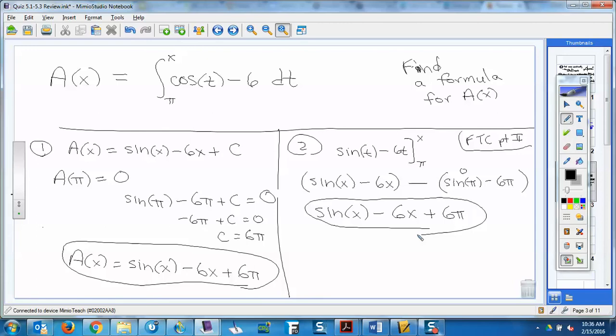So find a formula for this area function means do the antiderivative, plug in an x, plug in a pi, subtract them, because that's what fundamental theorem part 2 said to do. But the other way to do it is just say, oh, I know this is the antiderivative, but I know there's a plus c. It depends on this pi, whatever the left edge is. So that's my initial condition, so I know A of pi is 0, plug pi in, set equal to 0, find the c. Either way, that's pretty slick.